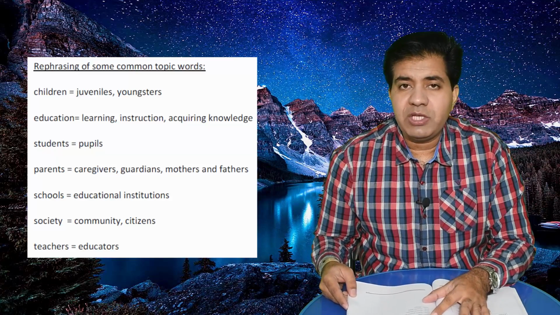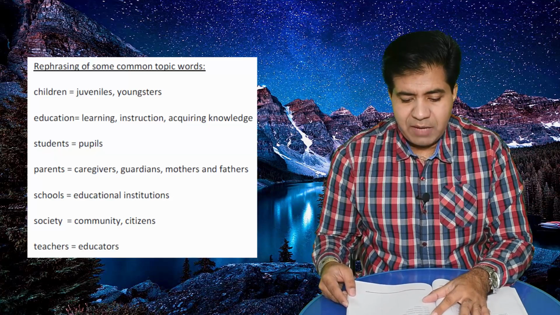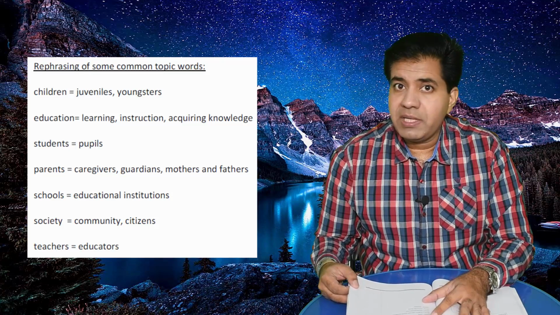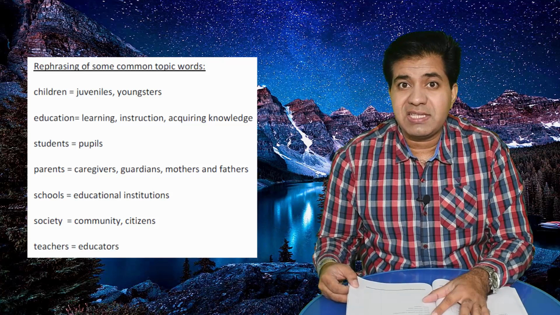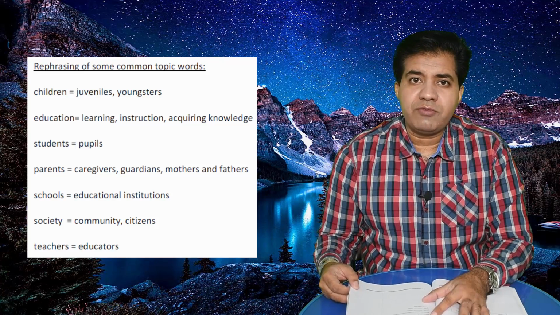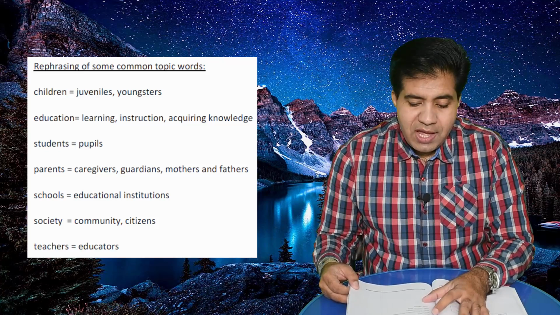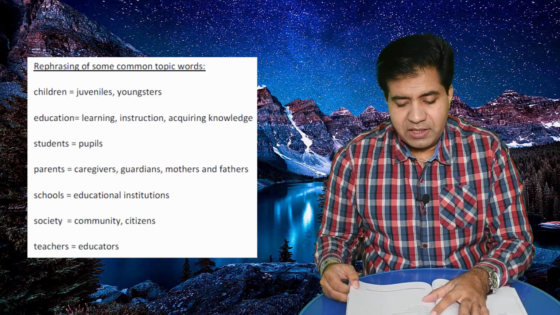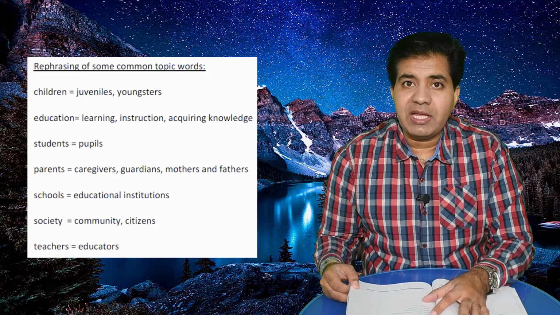For example, if they use the word children, children can be rephrased like juveniles, youngsters. Remember, do not use the word kids. Kids is informal and we usually use it for the babies of the animals. Education. For education, you can use the word learning, instruction, acquiring knowledge.